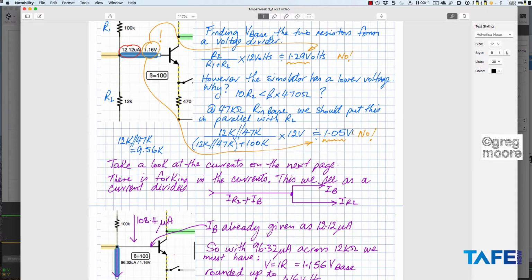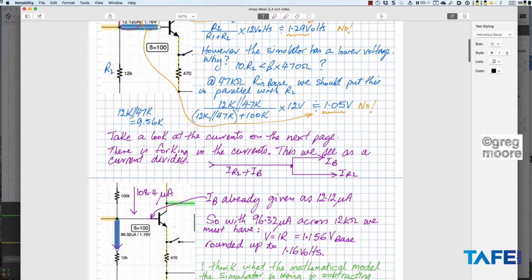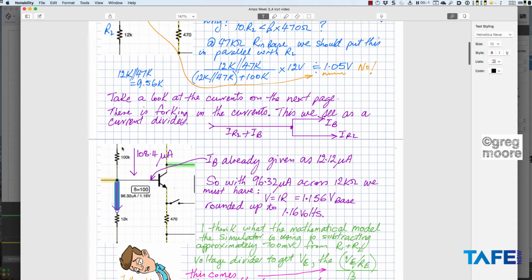I was a little bit taken aback when I did not get 1.16 volts. So I've got to ask myself here, I wonder what they've done in the simulator to get that 1.16 volts. If you have a look at the currents that we've got flowing here, the simulator told me I've got 108 microamps flowing down through the 100k, 96 microamps flowing down through the 12k, and of course it was already given to us, IB was 12.12.